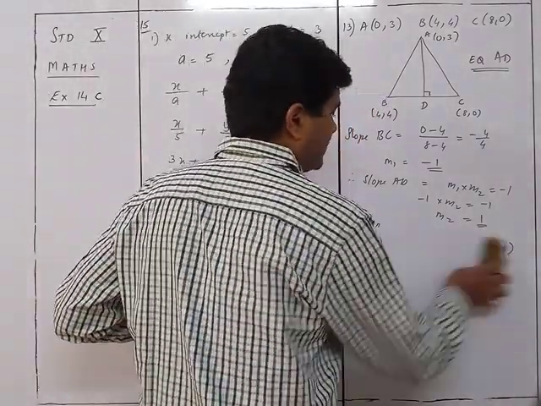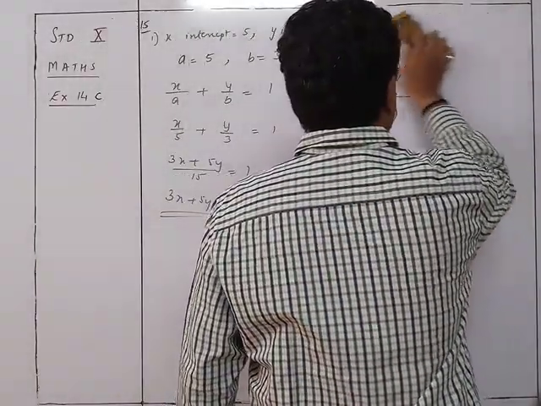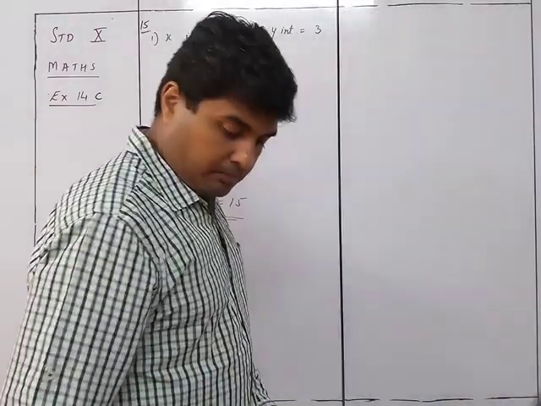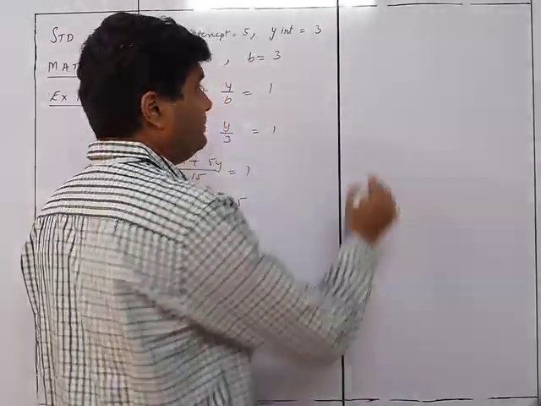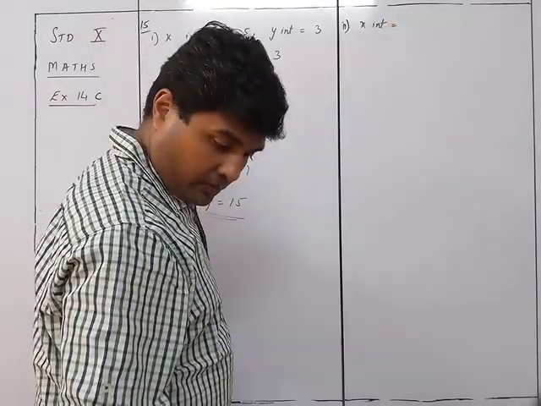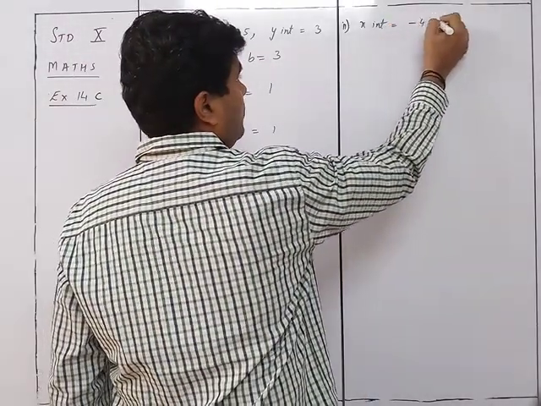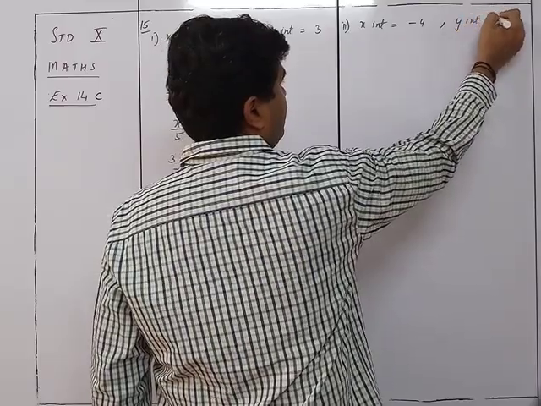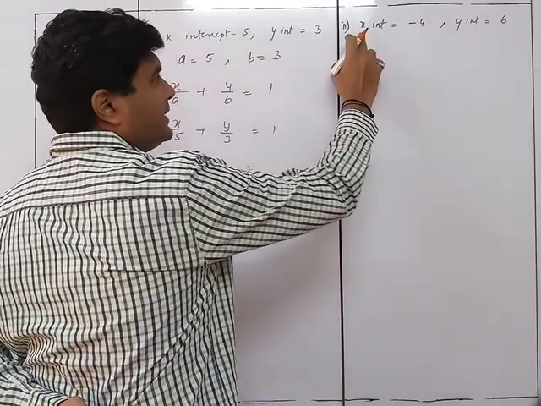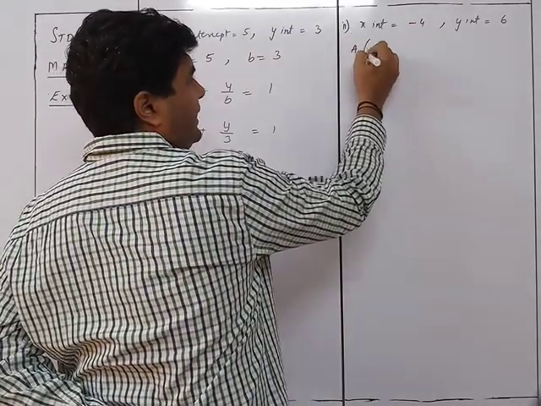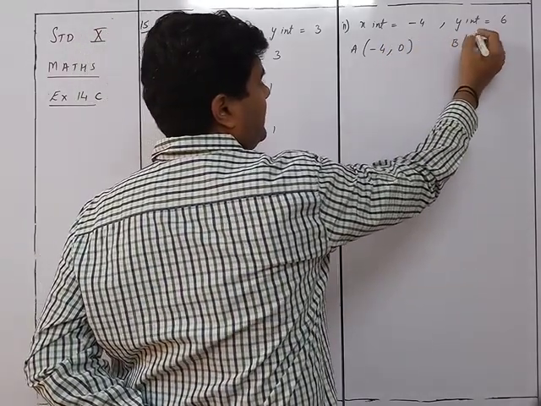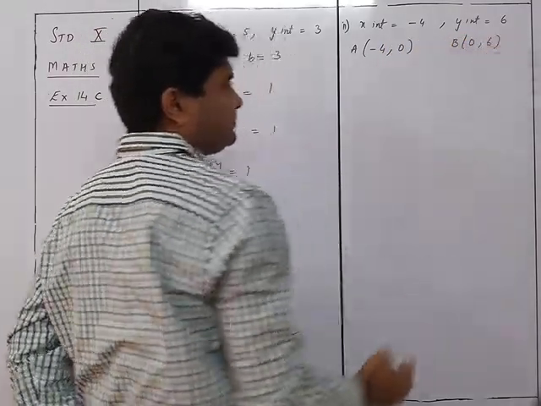We will see the next method also, which is the normal method, that is the 2-point method. So I will take the 2-point method. Let's see the second sum. Now the second sum is x-intercept is equal to minus 4 and y-intercept is equal to 6. So it tells me that the point A is minus 4 comma 0 and B is 0 comma 6. Why is it so?